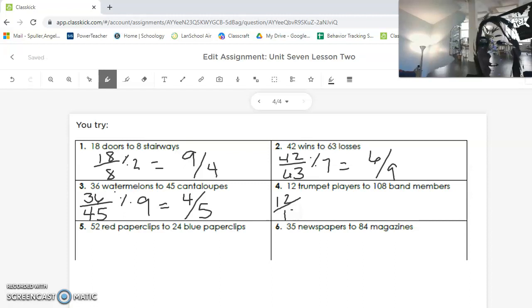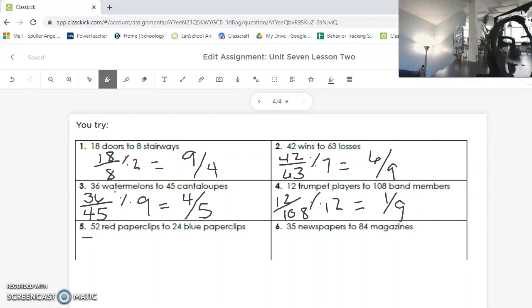Okay, 12 over 108, comparing those two. Divide them both by 12. 12 divided by 12 is 1. 108 divided by 12 is 9. Okay, 52 to 24.